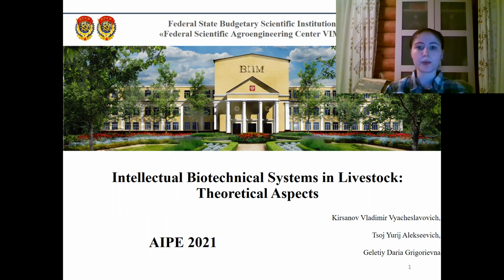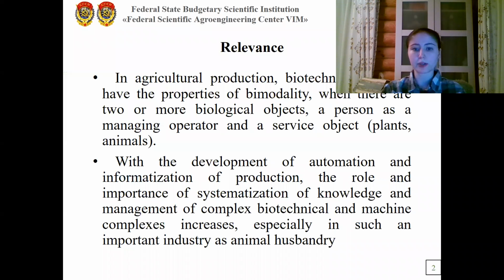Dear participants of the conference, our presentation is about intellectual biotechnical systems in livestock and its theoretical aspects. There is a class of man-machine systems which is transformed into the system man-machine-plant or man-machine-animal in agriculture. As you can see, in agricultural production, biotechnical systems have the properties of bimodality.